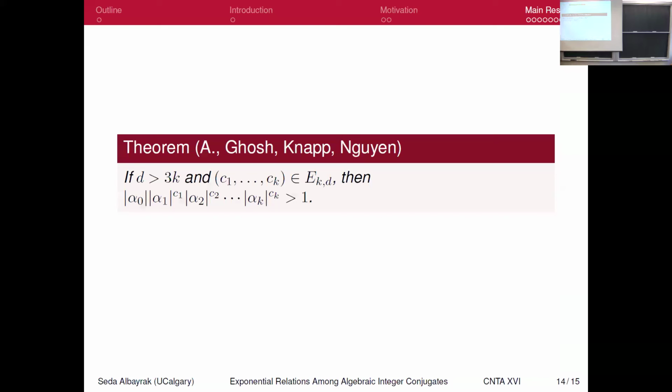Okay, so our theorem is about when we have strict inequality. If d is strictly greater than 3k, and the k-tuple c_1 to c_k is in E_k^d, so it already satisfies greater than or equal to 1, then we have the strict inequality in this exponential relation. So the answer to when was that d is strictly greater than 3k.